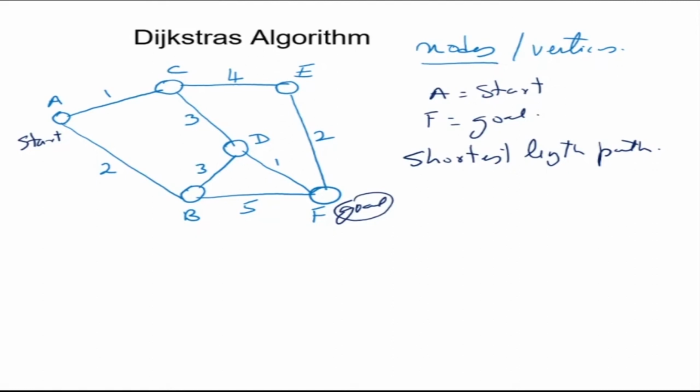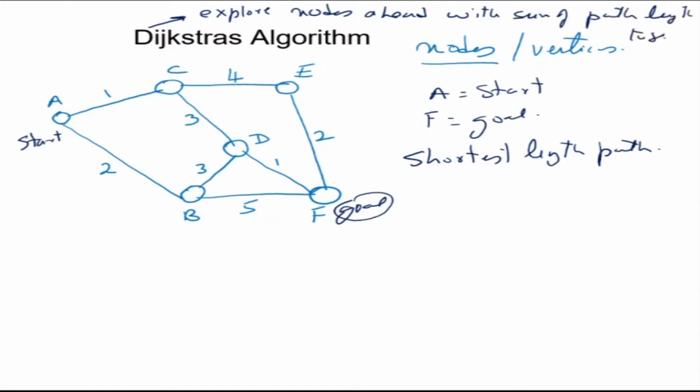Now in Dijkstra's algorithm, it explores nodes ahead with the sum of path lengths to get there. So we will start with A and then go to C, and the path length from A to C is 1. Now if I go to E, the path length to E is, since it has come from A to C and C to E, 5. I hope you understand that.